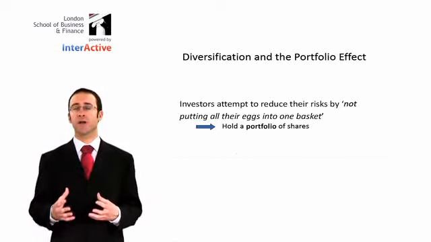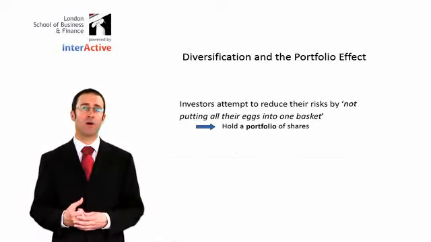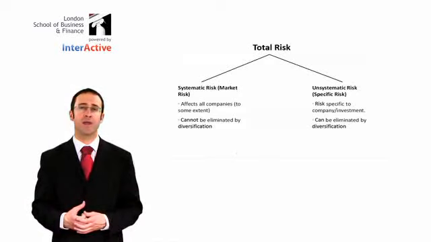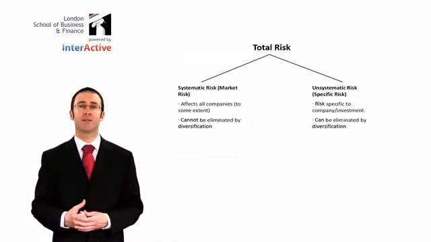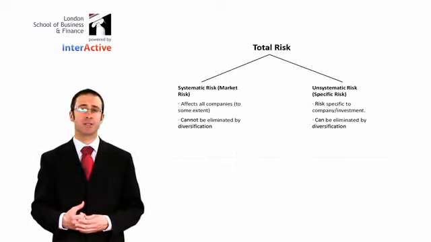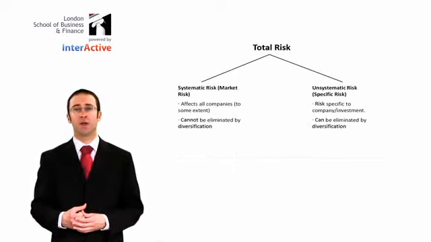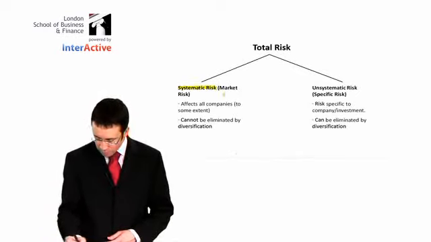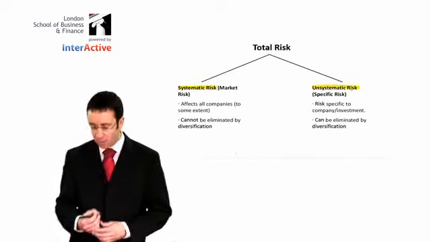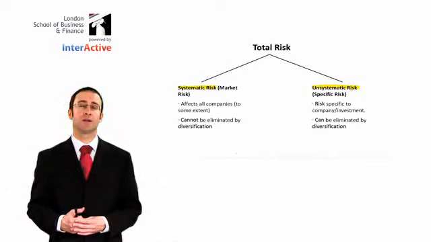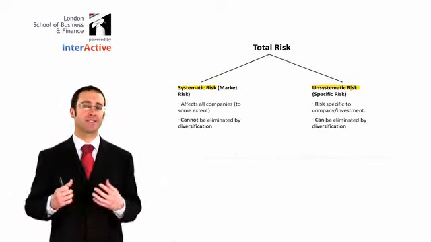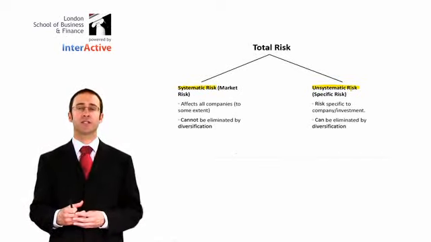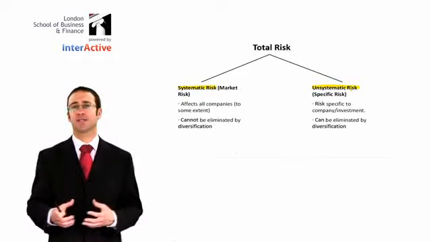What we're going to do is hold a portfolio of shares. Now, when we're looking at the risk that we are trying to diversify away, it's very important that we consider the type of risk that an investor is subject to when they make their investment decisions. Because a company's risk can be split into systematic and unsystematic risk. Systematic risk is the type of risk that affects all of the companies on the stock exchange, but to a different extent.